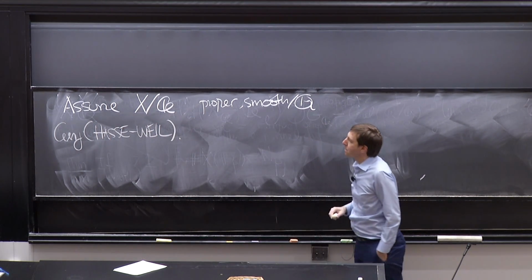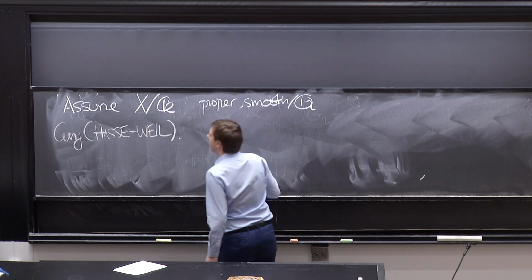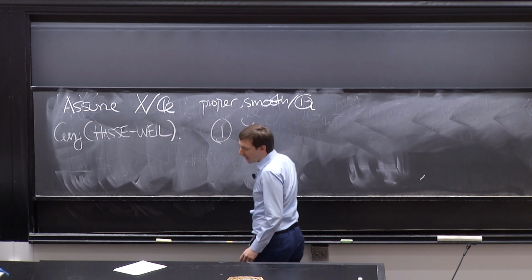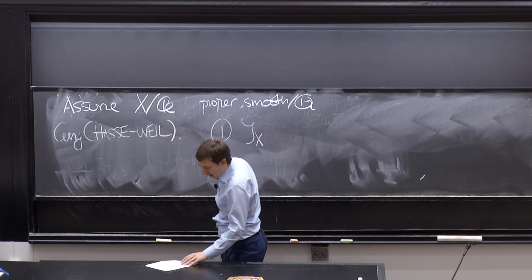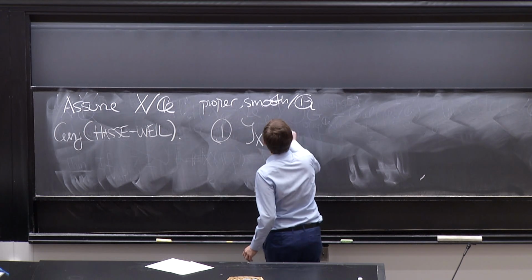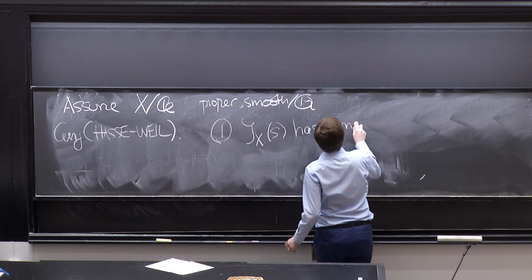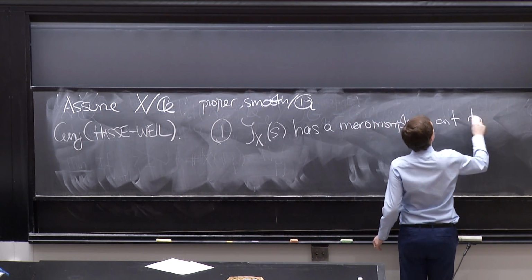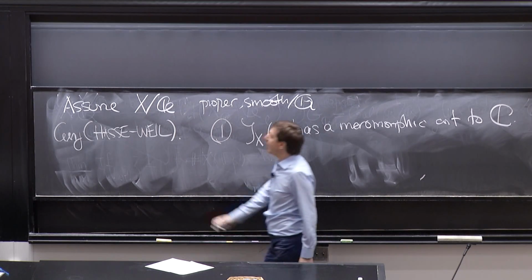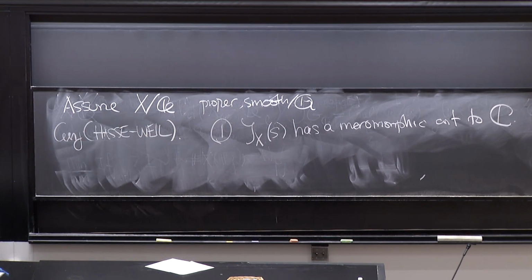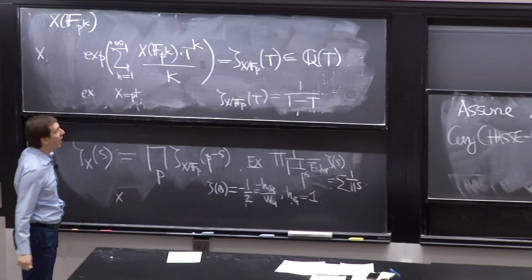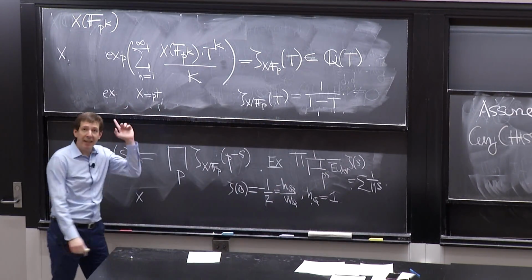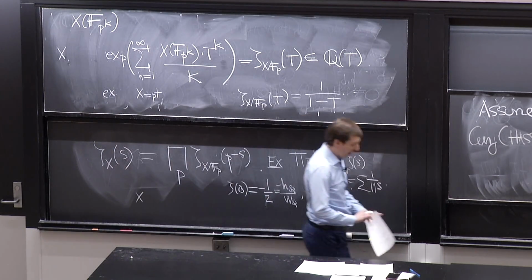Okay, so part one is when I take this corresponding function, it has a meromorphic continuation to all of C. So already in the case of a point, what this is relating to is Riemann's proof that the zeta function has an analytic continuation. Well, of course, the Riemann zeta function has not just an analytic continuation, it also has a functional equation, and that's part of this conjecture too.